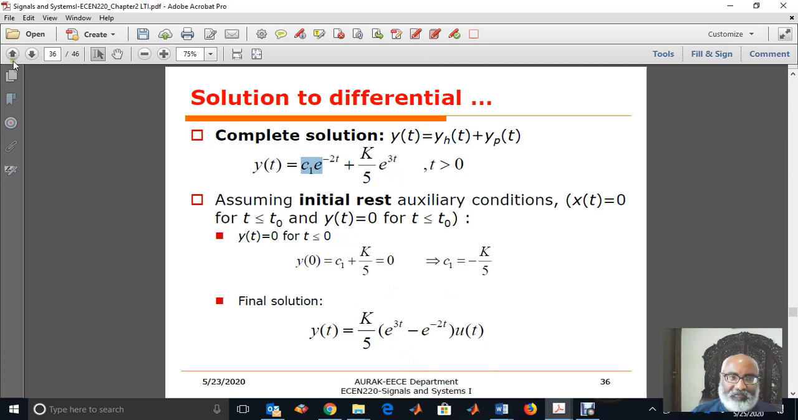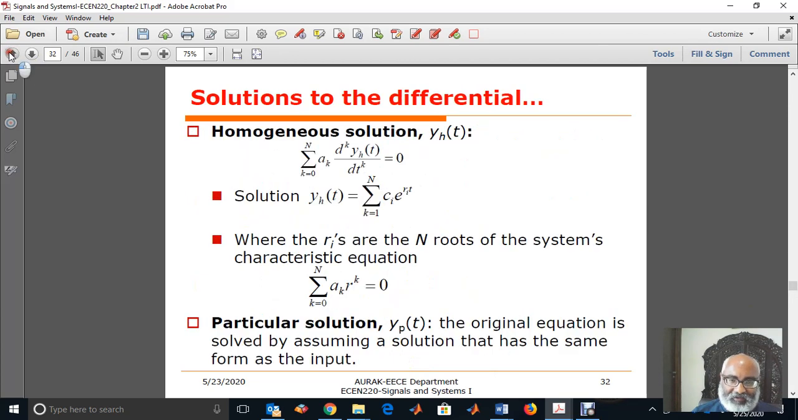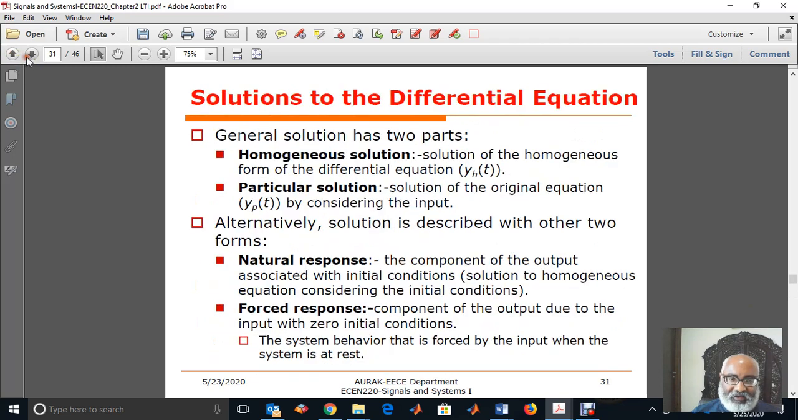The second alternative, as I described before, is finding the natural response and the forced response, and adding the two gives you the complete solution. The natural response is similar to the homogeneous solution, but we solve for the constants of the homogeneous solution using the given initial conditions. If the initial condition is 0, we use that; if it's different from 0, we use that initial condition. That will be the natural response.